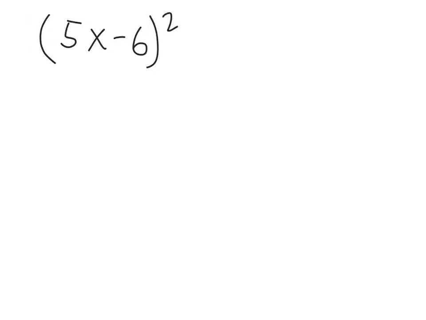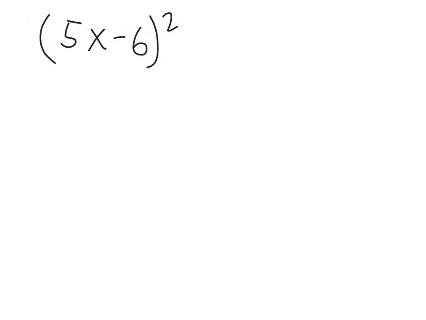Alright, the last thing that I want to talk about is what do you do when you have a polynomial squared? I know a lot of people that would look at that and say, oh, well, 5x is being squared and 6 is being squared. So they would just call it 25x plus 36. It doesn't work like that. There's no property that allows that to happen.